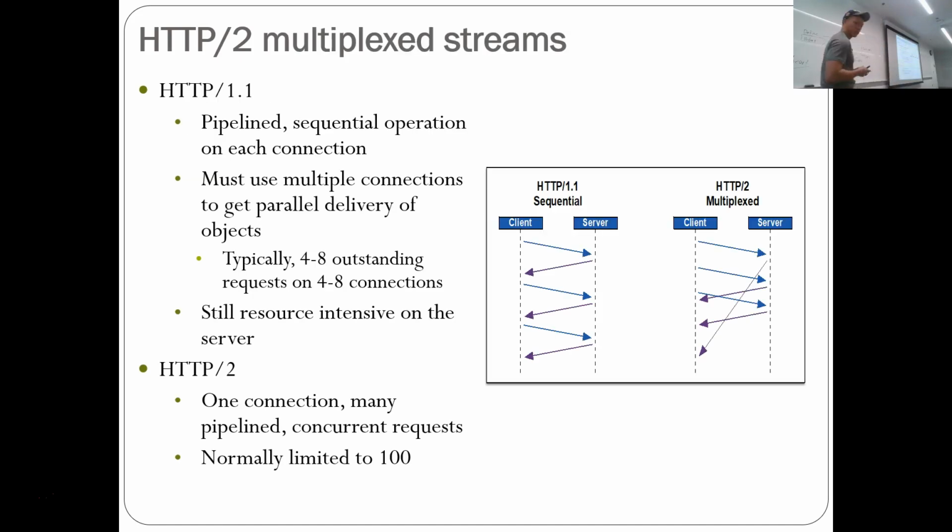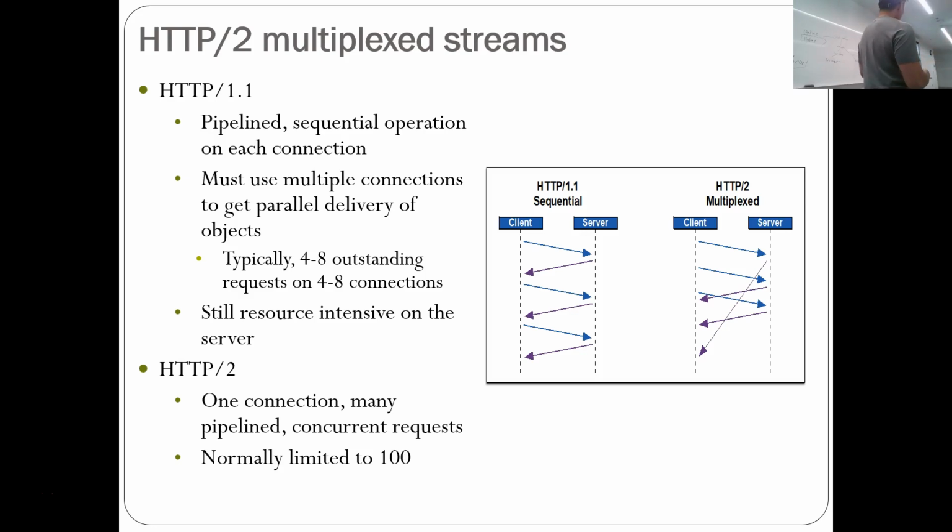Okay, so we'll start first with multiplex streams. So with HTTP 1.1, which is this thing on the left, you have this sequential operation. I ask for an object, I get it. I ask for an object, I get it. So it's pipelined and sequential operation, but you're doing individual requests and responses. If you want that parallel delivery of objects in HTTP 1.1, you have to go back to what you were doing before, multiple parallel HTTP 1.1 connections.